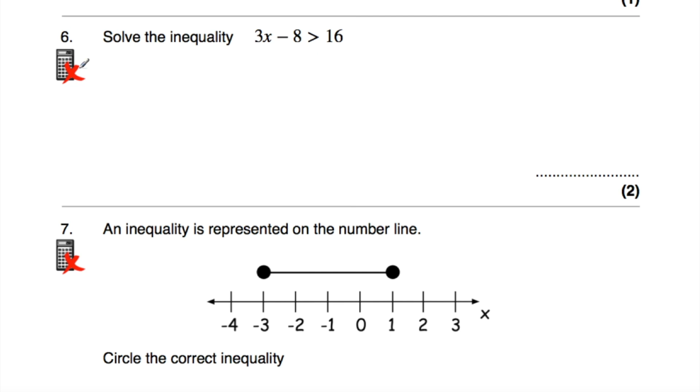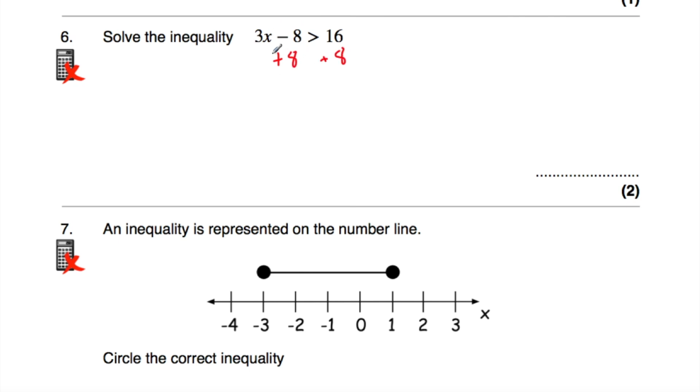Okay, let's look at our next question, question number 6. We've been asked to solve the inequality 3x subtract 8 is greater than 16. We want to solve this inequality, so we want to get the x on its own. If we wanted to solve this like we would solve an equation, we would want to get rid of this minus 8 to begin with. So let's add 8 and add 8.